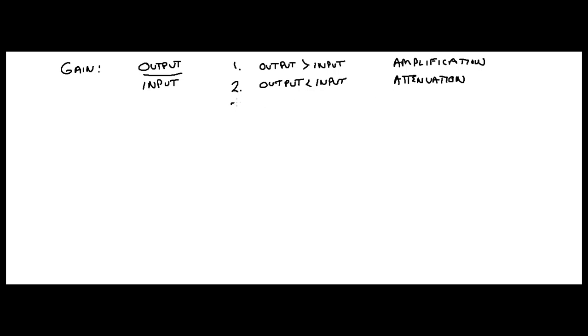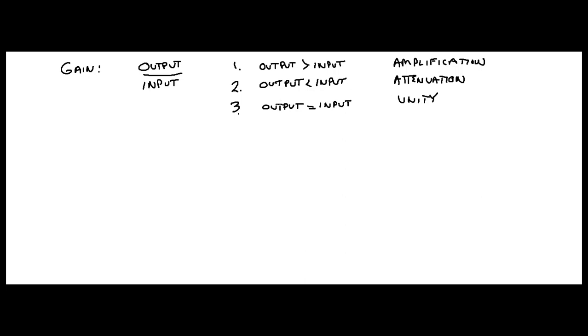And then the third one, we take a guess at it. We will have one where output is greater than your input. We have one where output is less than your input. There's only one other possibility, right? It's when your output equals your input. And that's unity gain. That basically is a gain of 1.